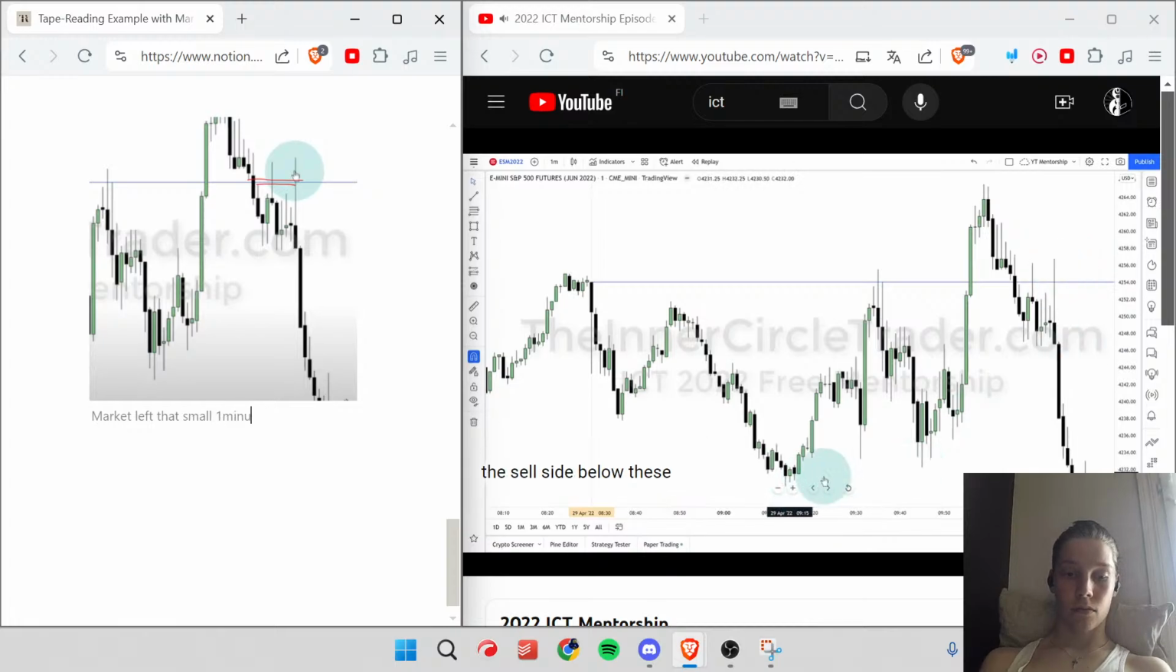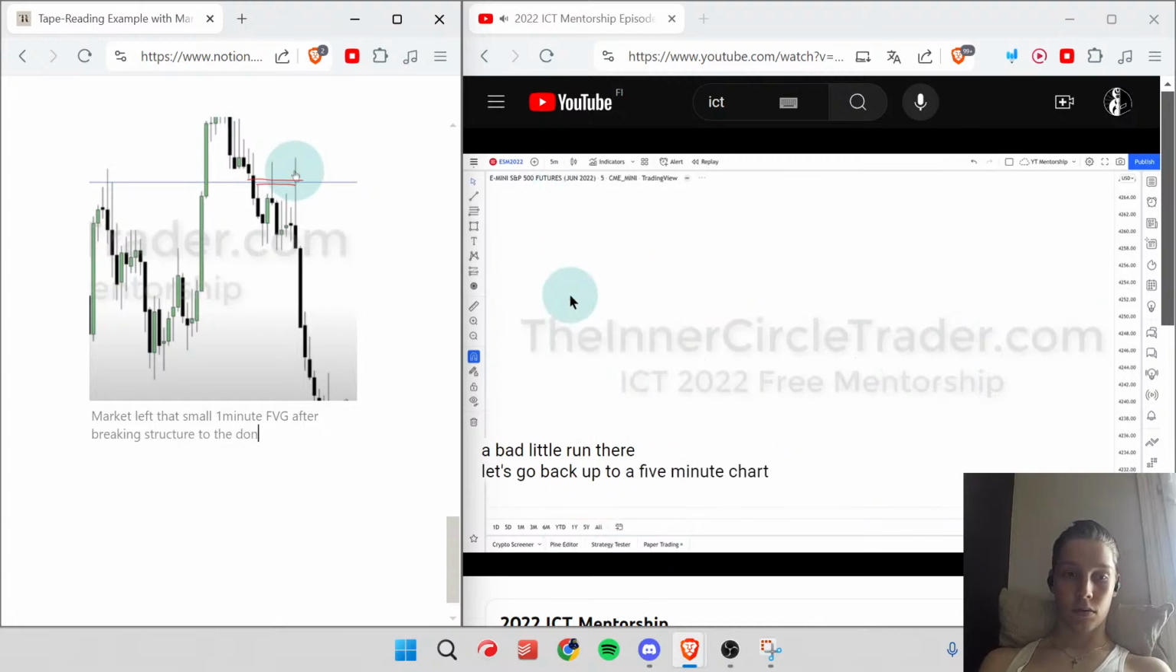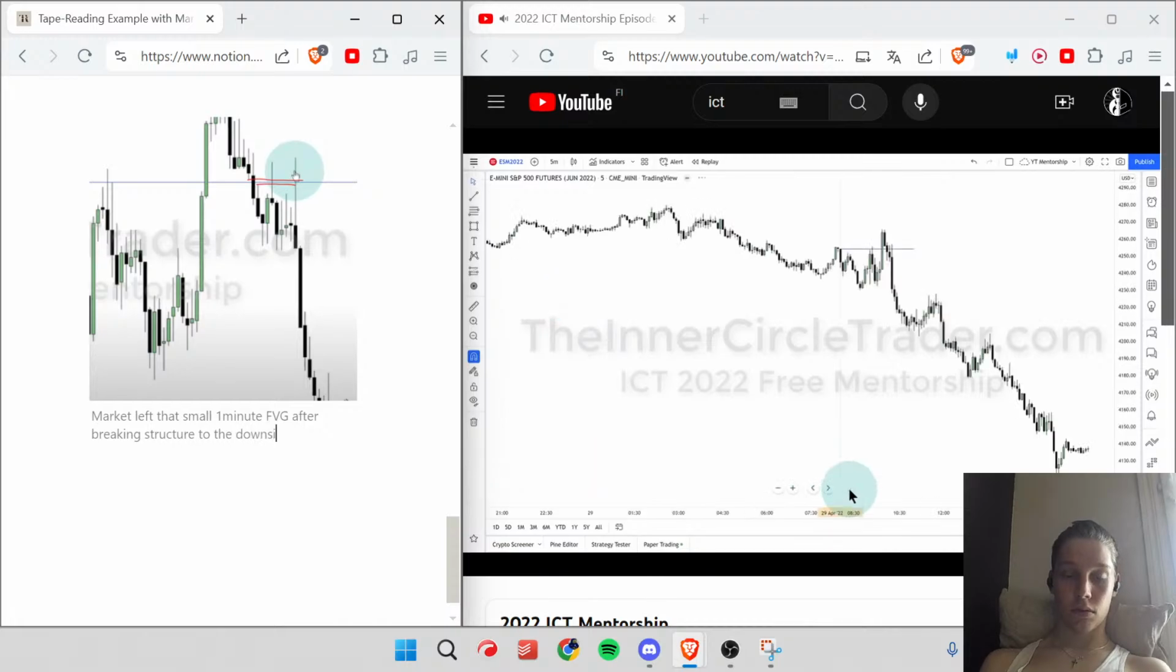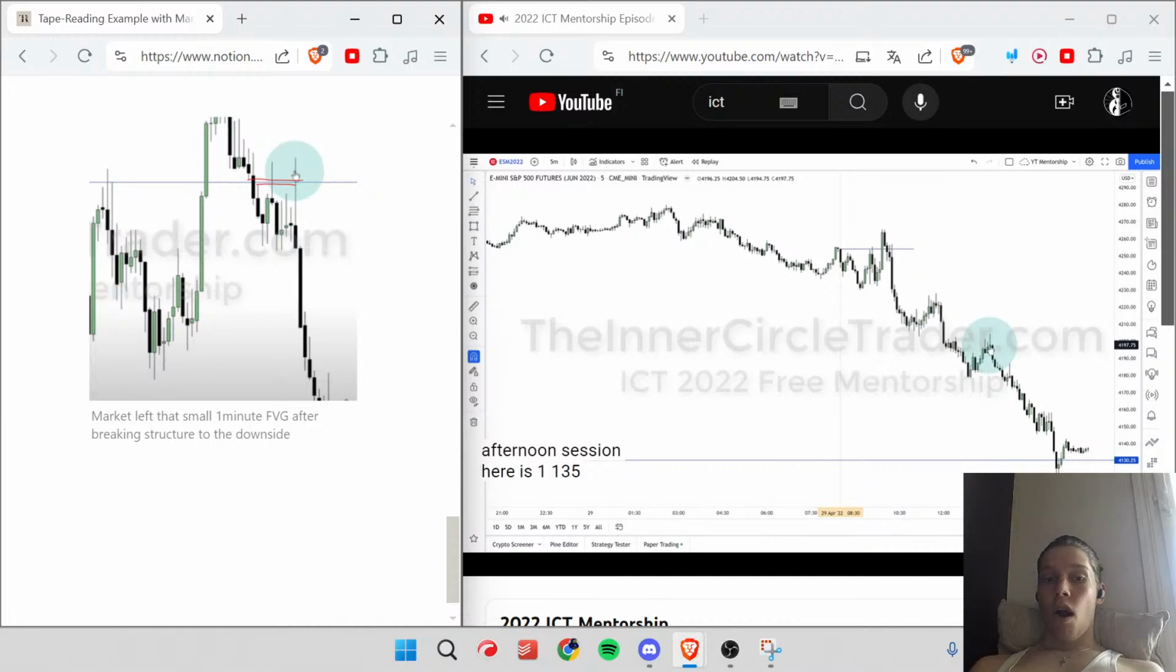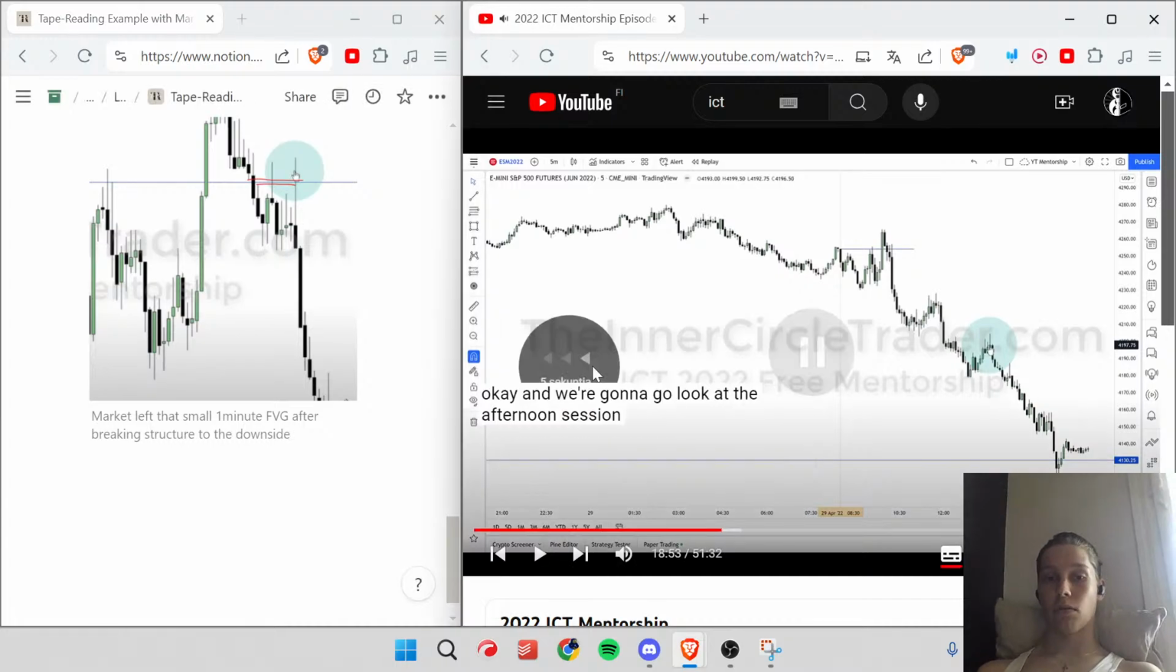The sell side below these lows in here, after it hits the fair value gap here, and then one more time into it, below the opening price, it breaks lower and aggressively runs below here. So not a bad little run there. Let's go back up to a 5 minute chart. Okay, and we're going to go look at the afternoon session. Here is 1:35, and I remember I stated at around 1:30. That's when I like to go.